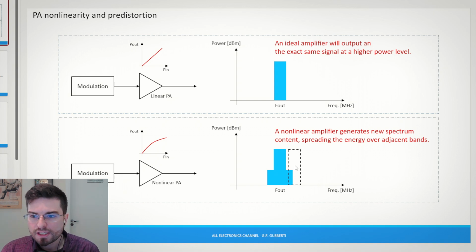One problem we see here is called signal regrowth. Look at this. This is the ideal output of the amplifier, but take a look that in the output of the nonlinear amplifier, we are generating new frequency content that is leaking to the other channels. This signal content here was generated by the nonlinear process inside the power amplifier, and now we are not only corrupting our modulation channel, we are also corrupting the adjacent channel.